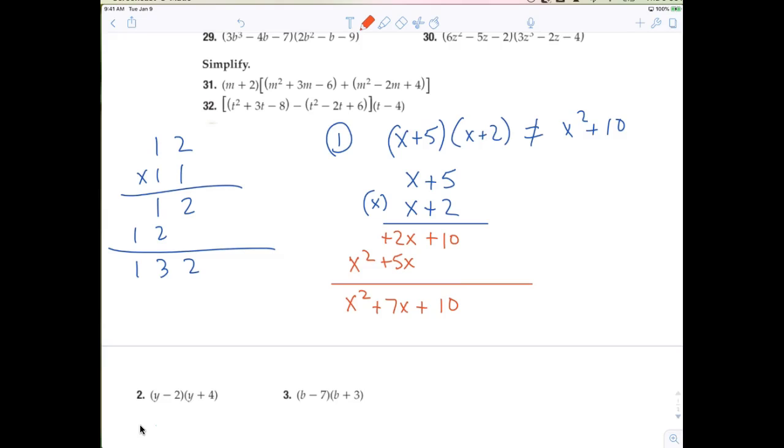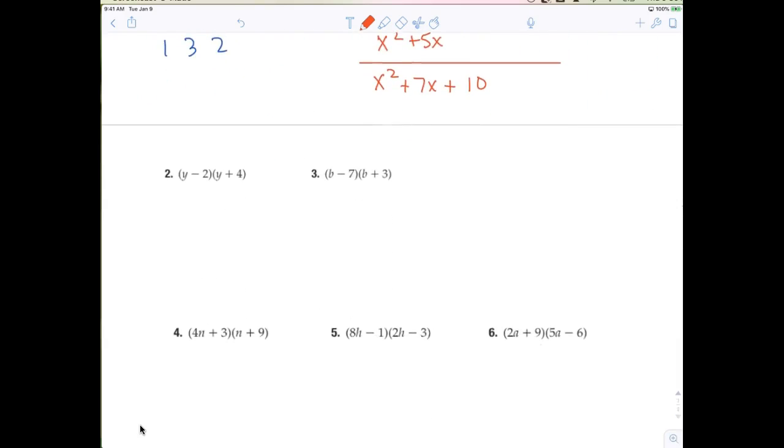Put the variables on the left. Wait, so how do you get the x squared? Well, what's x times x? How come 2x wouldn't be 2x squared? Because 2 times x is 2x. And then how do you get x squared? X times x. Right? X times x is x squared.